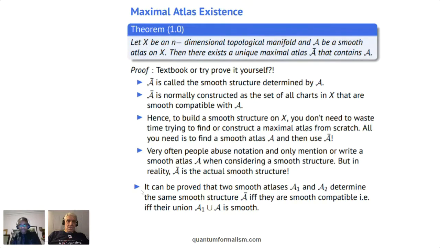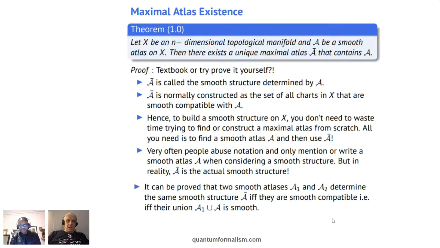Now, here's what makes this very important and also very useful: if you have two smooth atlases, A1 and A2, they determine the same structure A bar if and only if they are smooth compatible, in other words, if their union is also smooth. So any two atlases that generate the same maximal atlas are compatible. Only compatible atlases will generate the same maximal atlas, the same smooth structure. So this is very important.